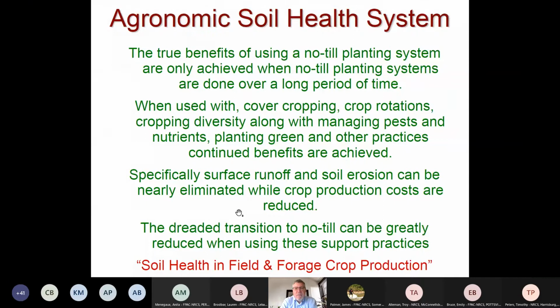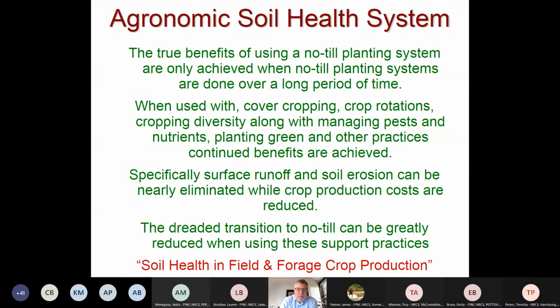Now, what if we practice a continuous no-till system over a long period of time, and we use cover crops, and we use crop rotations with diversity, we can develop a very nice soil health system. And you'll learn more about soil health systems. This will become the dominant model during your career. There's a movement now to adopt soil health systems. It's an applied science that is now becoming understood and we can nearly eliminate soil erosion and runoff while reducing crop production costs. And so that is a continuous no-till system year after year over a long period of time.